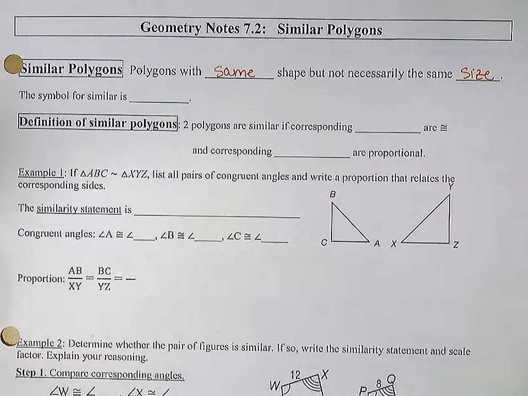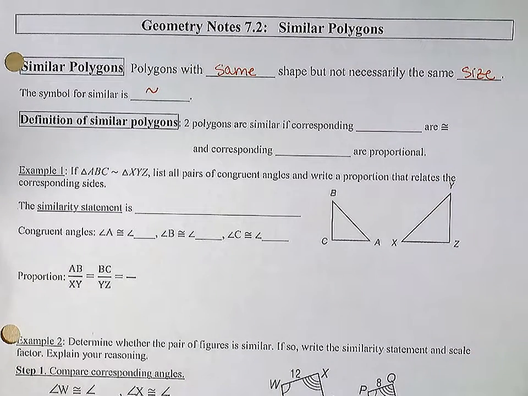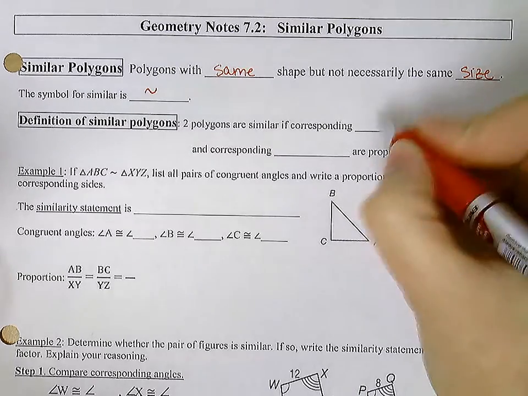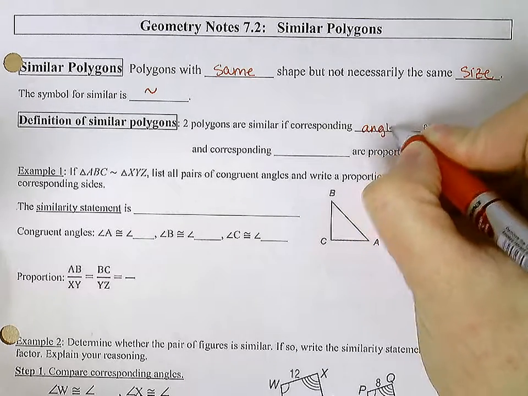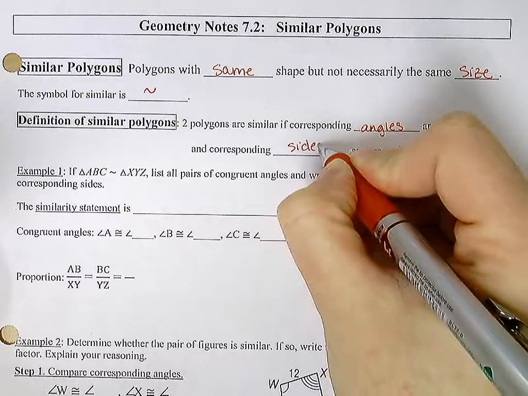Okay, the symbol for similar is this wave here. Okay, so it's kind of like congruency without the equal sign. You have to add that symbol there. So the definition of similar polygons is two polygons are similar if corresponding angles are congruent and corresponding sides are proportional.